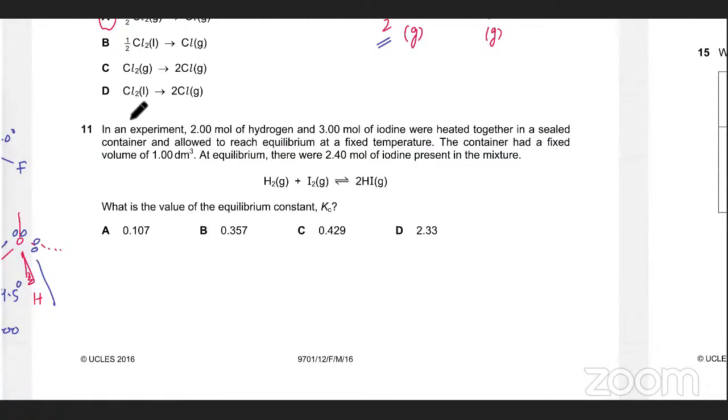Okay. So next one is question number 11. It's about calculating the value of the equilibrium constant Kc. What you do is, you've got a container, and this is the reaction that's going to happen in that container. The first thing is, what's present in the container initially? What did he add?